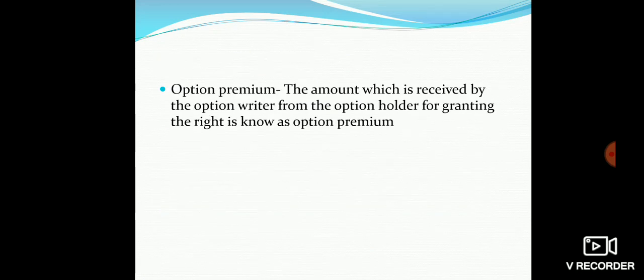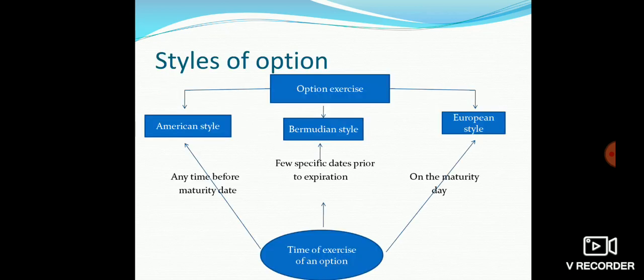And there is the amount to be paid by the holder of the contract. Holder of the contract means a person who has the right. So the amount to be paid by the holder of the contract to the writer of the contract, who has the obligation, is called the premium. So all these things we have already understood.